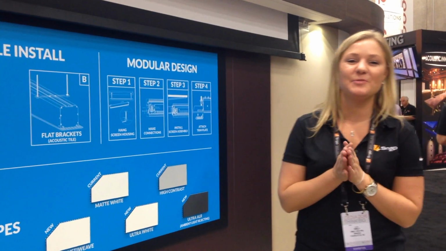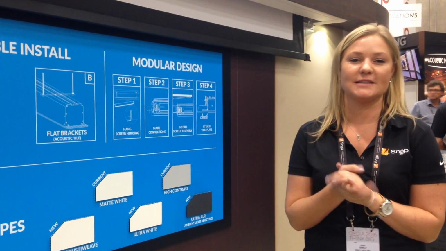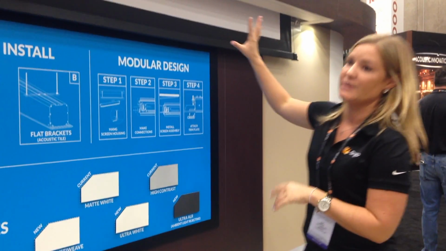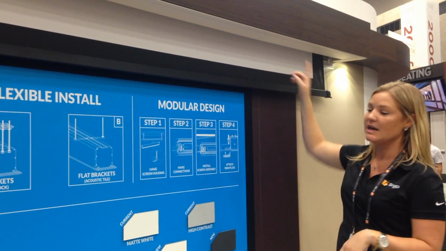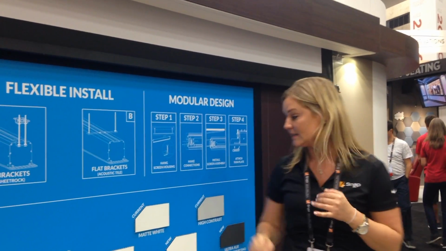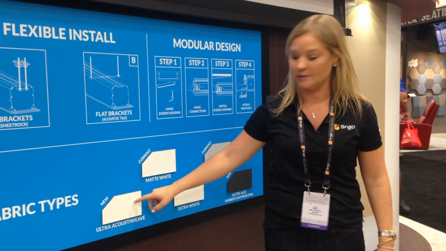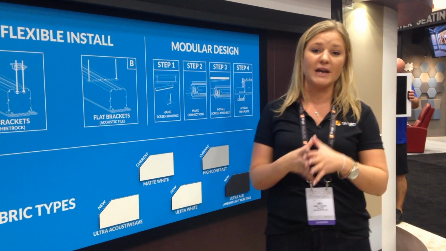Hi, I'm Emily Heichel, Product Manager at SnapAV for racks, mounts, and film screens. So coming new this year are our recessed film screens. You can see them up here. They will be launched in 3 materials: in matte white, high contrast, and an ultra acoustic material. This ultra acoustic material is brand new to us this year.